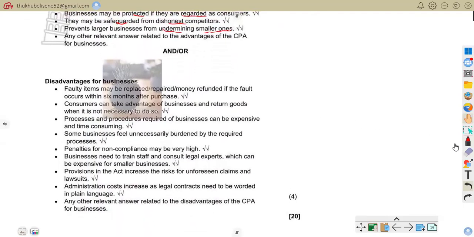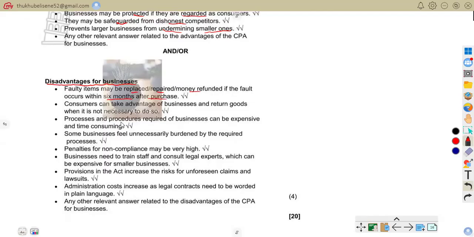So now we have to attend to the disadvantages of the Consumer Protection Act on business. Now we have to talk about the drawbacks of this act. As it says, faulty items may be replaced or repaired or money refunded if the fault occurs within 6 months after purchase. So here we're talking about replacement, repair, refund within 6 months. This increases cost if products are faulty.